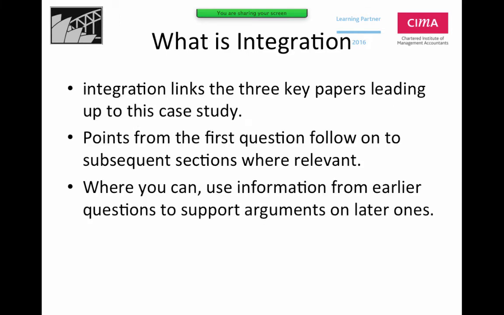Now, integration. Integration does carry quite a few marks, and it is important for us to understand how to score marks when it comes to this integration. You're linking the three key papers, that is again E2, P2 and F2.